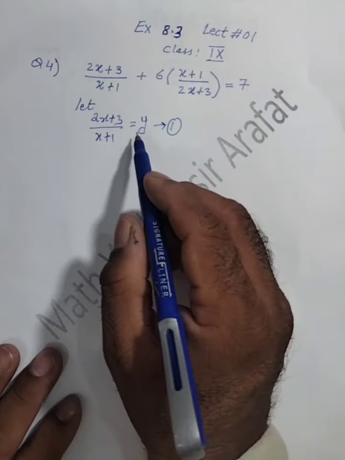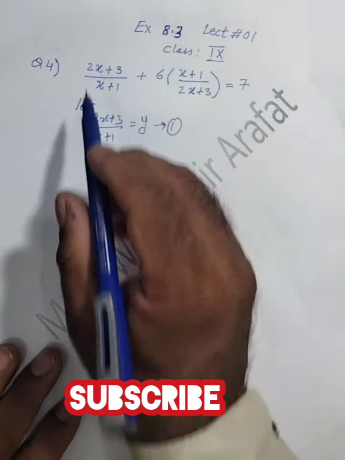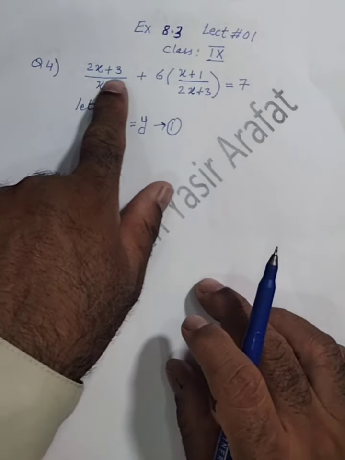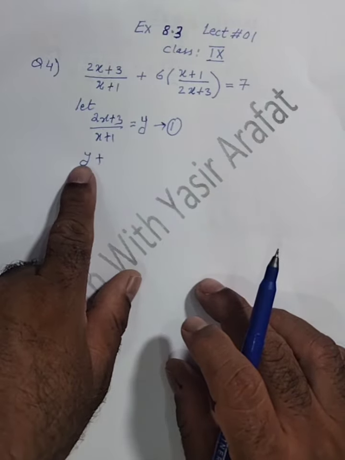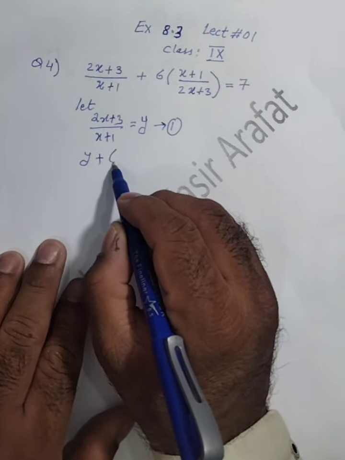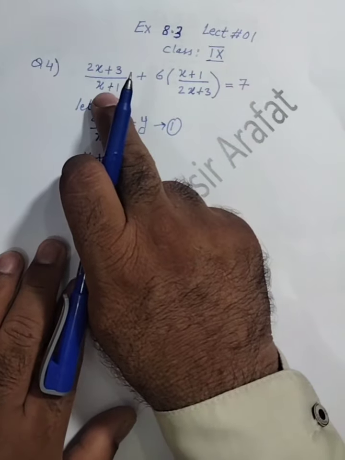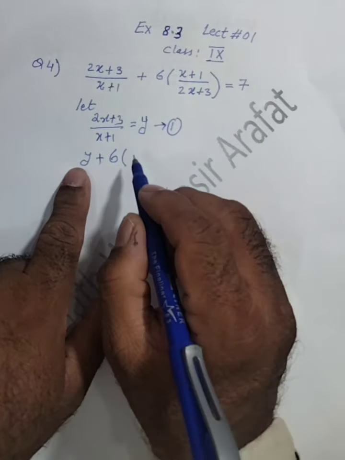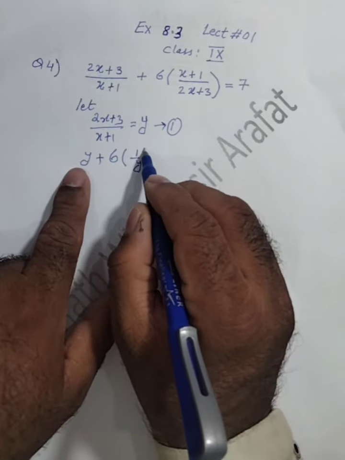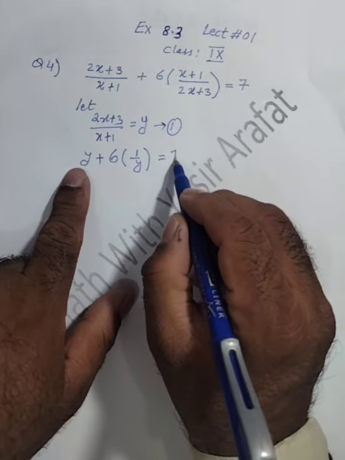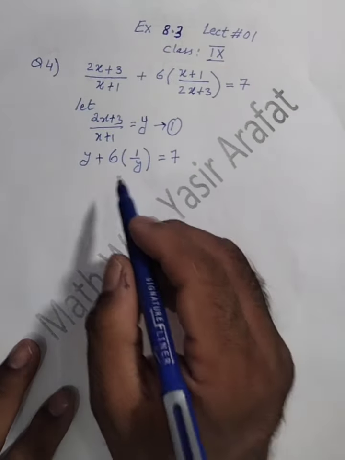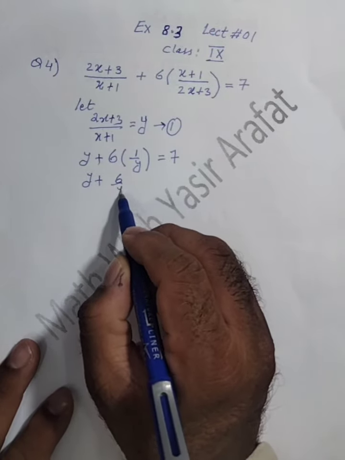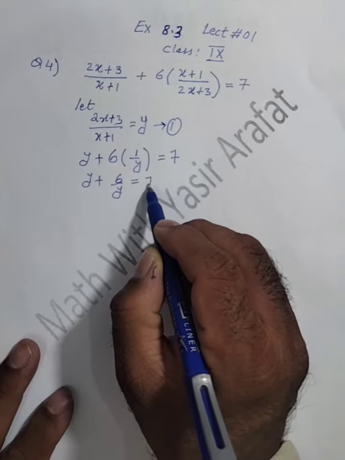Now this is y, because we have to take (2x + 3)/(x + 1) equals y. And this is 6 times, this fraction is the reciprocal of this fraction. So the reciprocal of y will be 1 over y, and that equals 7. Now 6 ones are 6 over y, it equals 7.